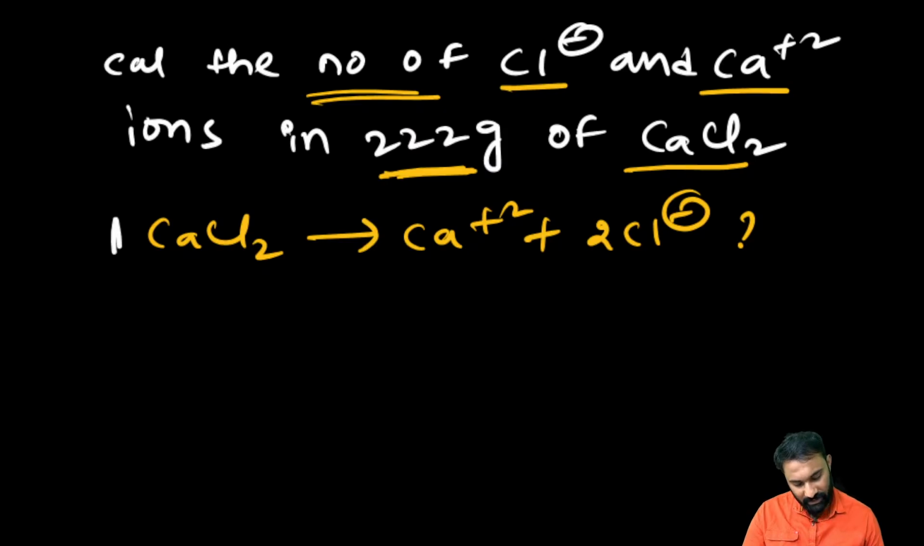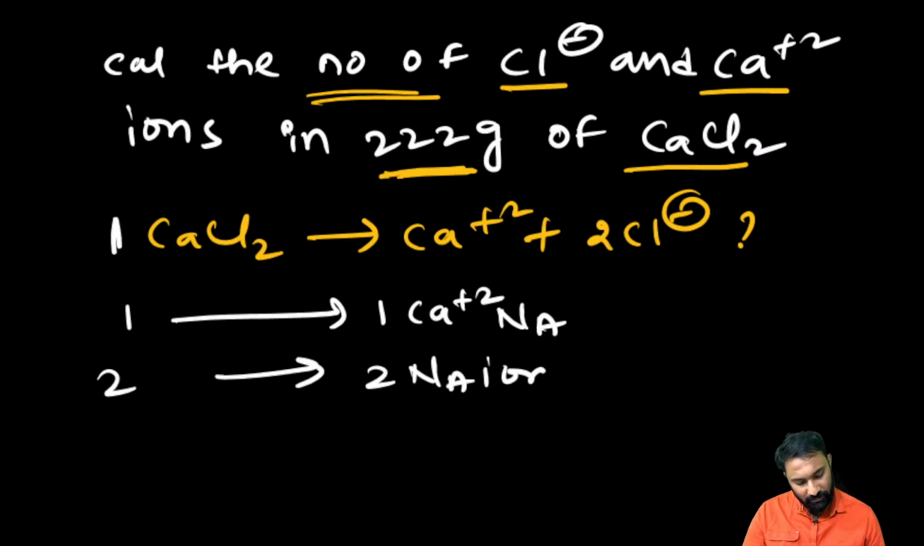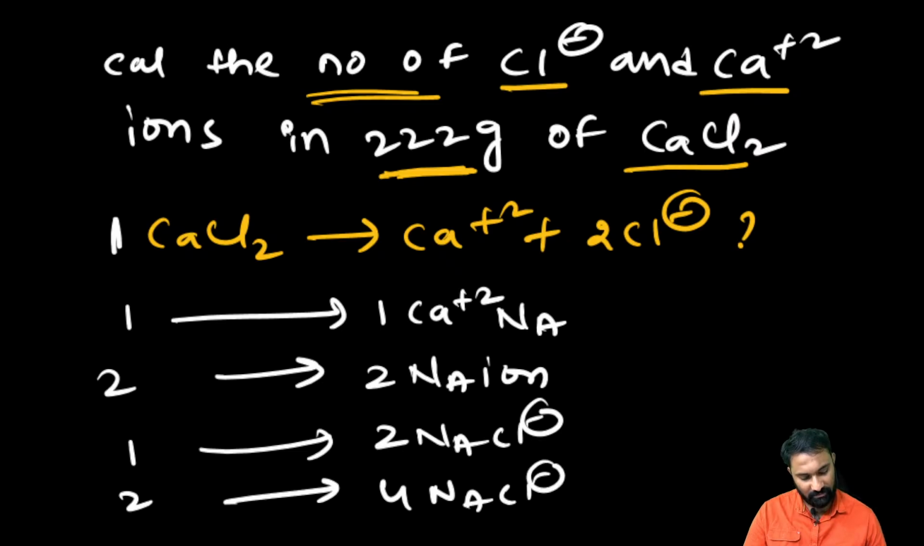According to the balanced equation, 1 calcium chloride has 1 Ca2+. 1 mole of Ca2+ is 1 into Avogadro number of ions. Then in 2 moles, it is 2 into Avogadro number of Ca2+ ions. Then you can see, according to the balanced equation, 1 mole contains 2 into Avogadro number of Cl minus ions. In 2 moles, it is 4 into Avogadro number of Cl minus ions. That's it. Simple.